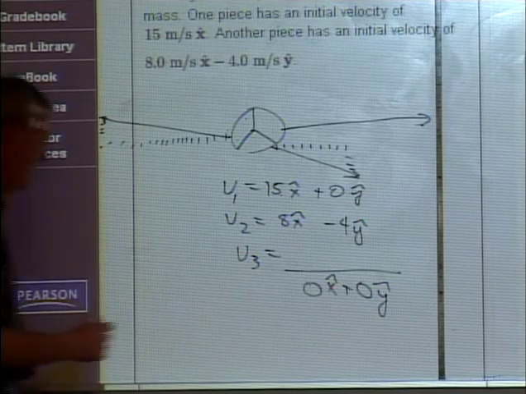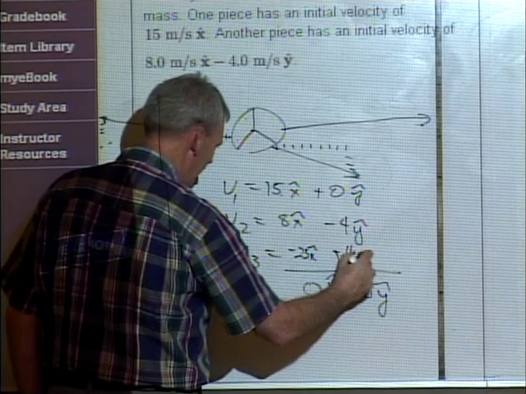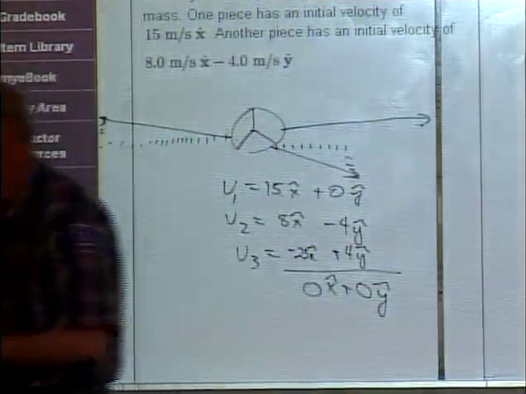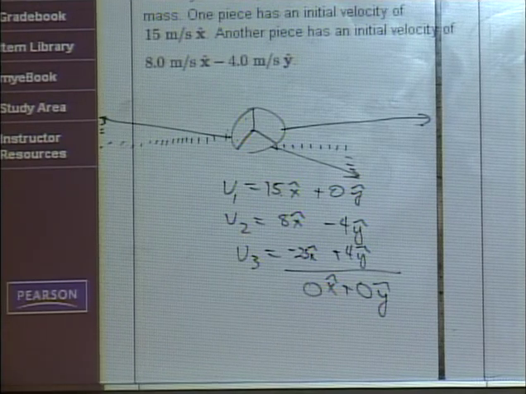So he's got to be negative 23x plus 4y. And that's what I put in here, negative 23 and plus 4. So far, pretty straightforward problems.